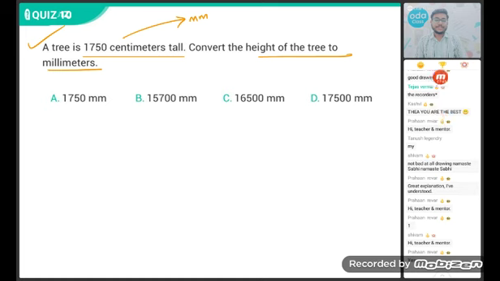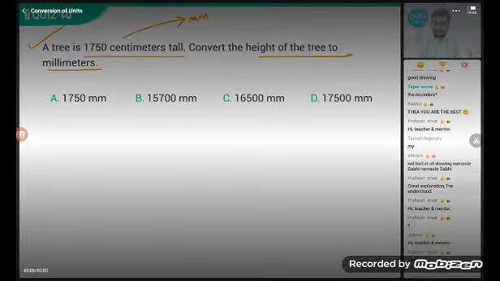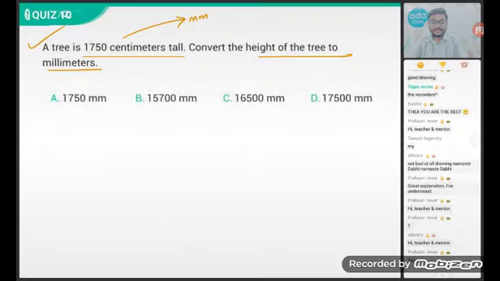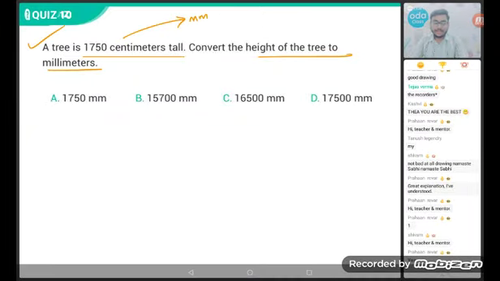A tree is 1750 centimeter long. Convert the height of the tree in millimeters. Very interesting and nice question. Come on, everybody. 10 more seconds, amazing students. 10 seconds left, okay? 3, 2, and 1.